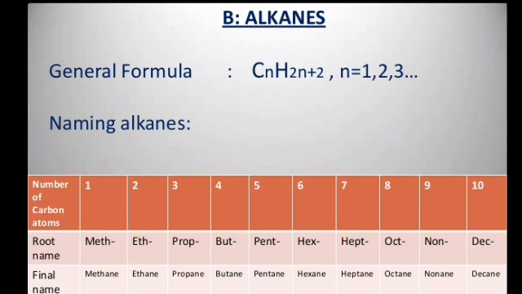Alkanes have a general formula of CnH2n+2, where n starts from 1, 2, 3 and so on. In naming alkanes, we have two parts, the root name and the final name. If there is one carbon atom, the root name becomes meth, and at the end we add ane for alkane. So for a one carbon compound we have methane.